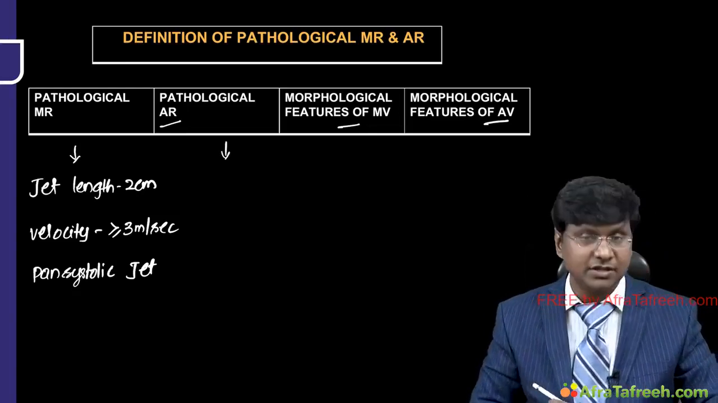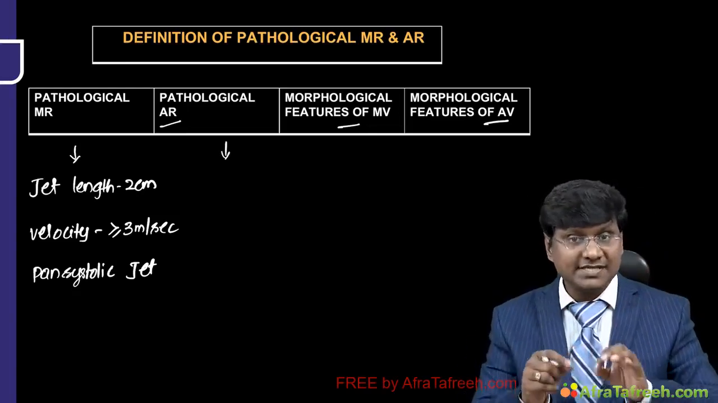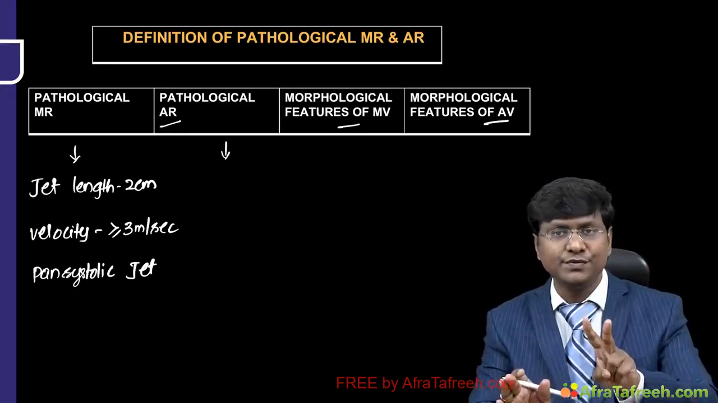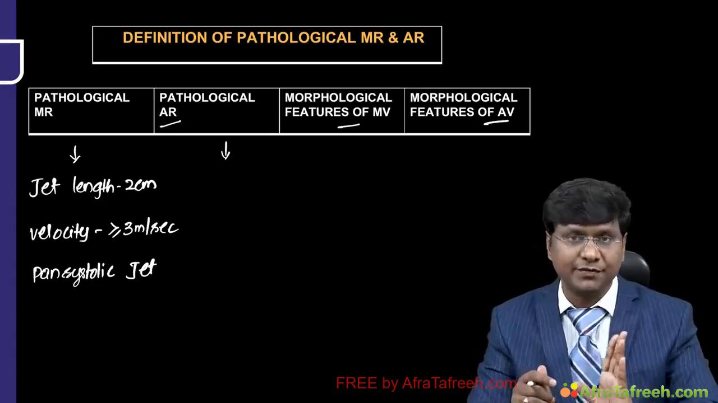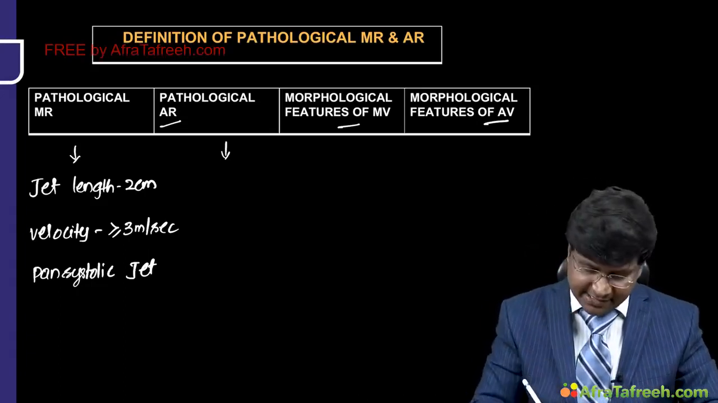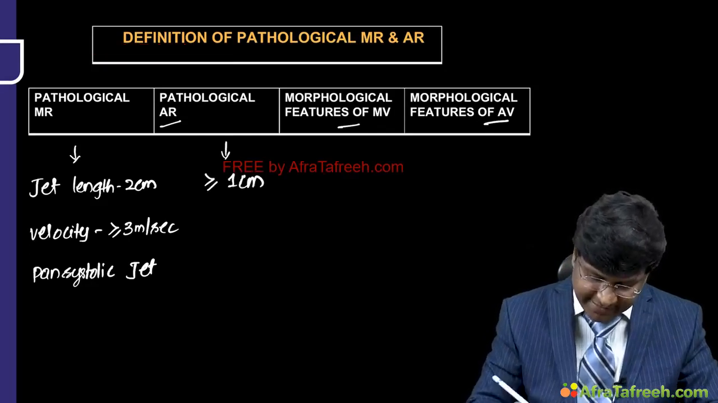Then what about the pathological AR? So how much should be that regurgitant jet? This regurgitant jet of AR, you should see either in 2 views or at least in 1 view. Okay. Now, how much should be that particular jet length? Jet length in AR should be more than or equal to 1 centimeter.